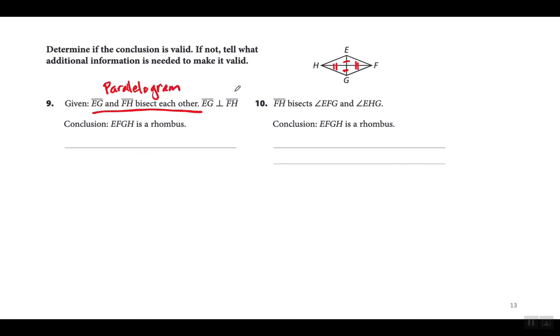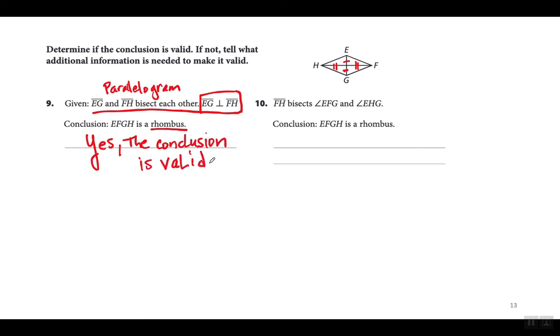That brings us to our second part. The diagonals are perpendicular. And we just learned a few slides ago that if the diagonals of a parallelogram are perpendicular, then that means that you have a rhombus. So the answer on this one is yes. The conclusion is valid. This is a very easy one to get wrong.